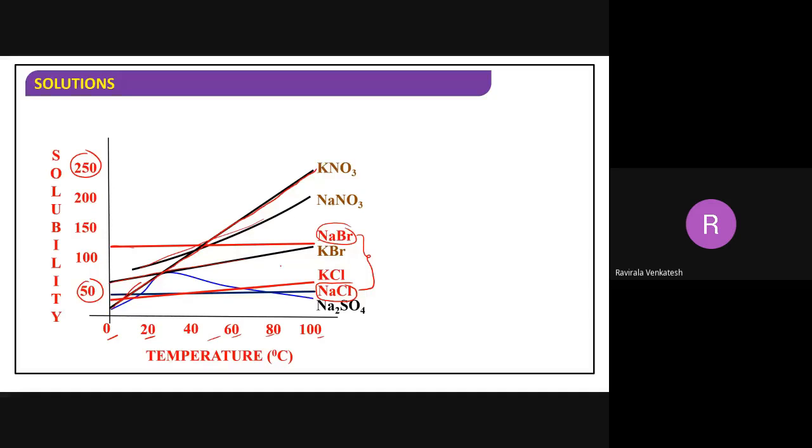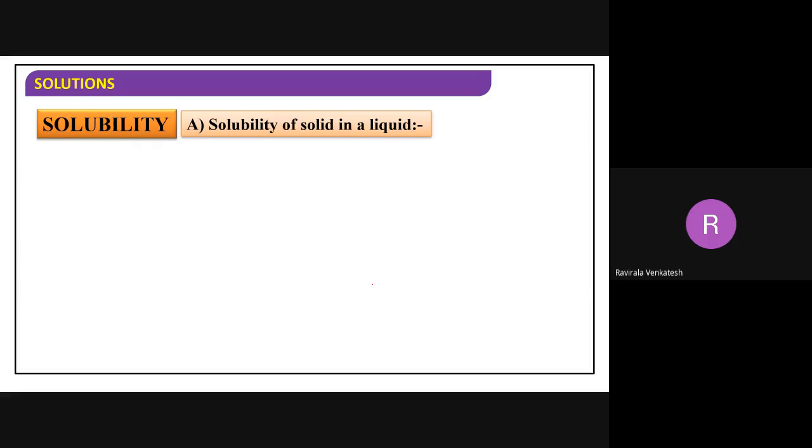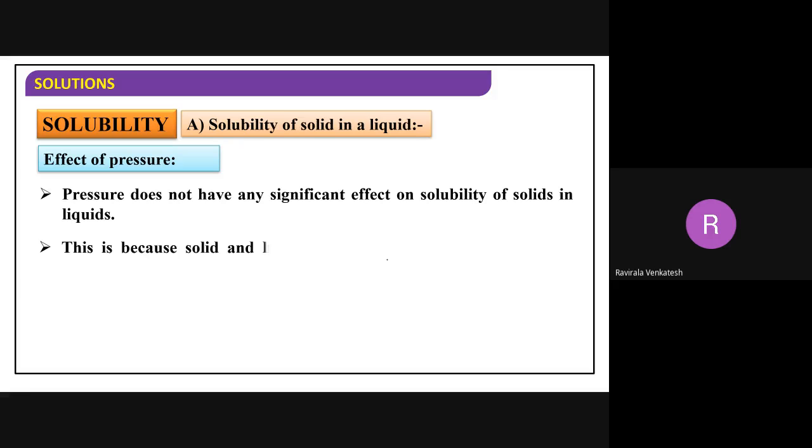Now if you observe Na2SO4, it increased, then suddenly it decreases after 30 degrees Celsius. Because of what? Because of an endothermic process, it decreases here. So remember, whichever salt dissolving in water is an endothermic process, definitely the solubility decreases here.